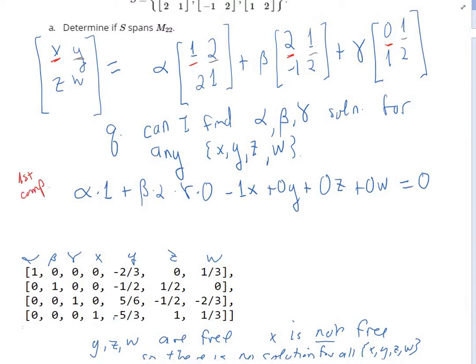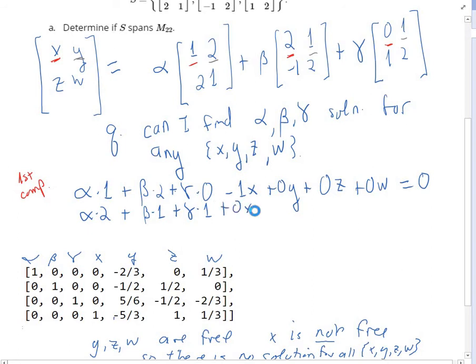Okay, let's look at the second component. This is going to be y, so let's leave the y. Here we have alpha times 2 plus beta times 1 plus gamma times 1. And then I'm going to put the y on the other side, so I'm going to put plus 0x, and then minus 1 times y, plus 0z plus 0w is equal to 0. So that's the next one. Let's go through and do the other two.